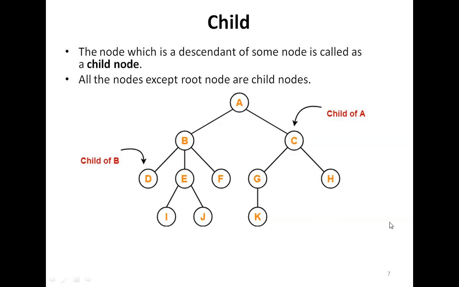Now question: find all child nodes in the above figure. Sir, except A, all the other nodes are child nodes. Okay. So B is the child of which node? A. J is the child of which node? E. F is the child node of which node? B. Okay, good. So this is your child node.